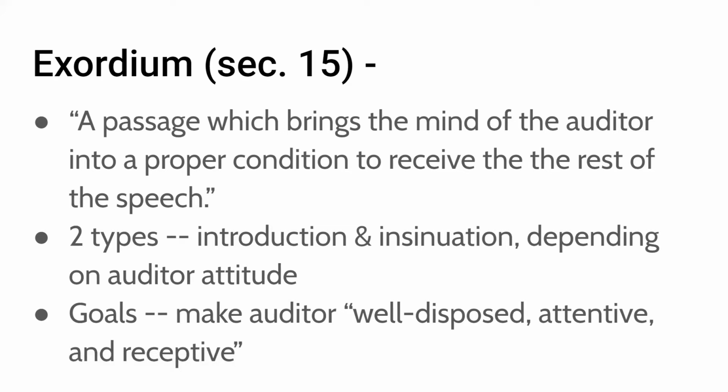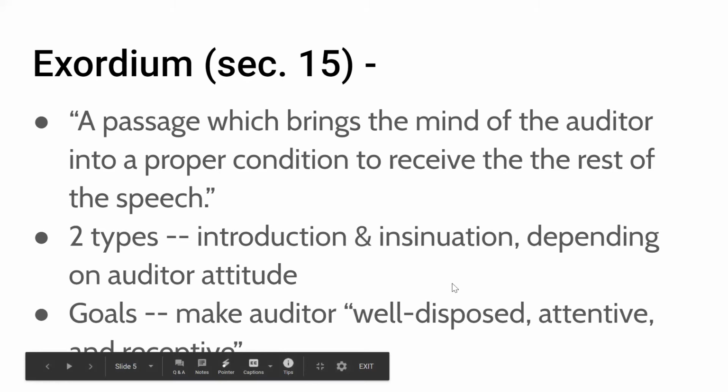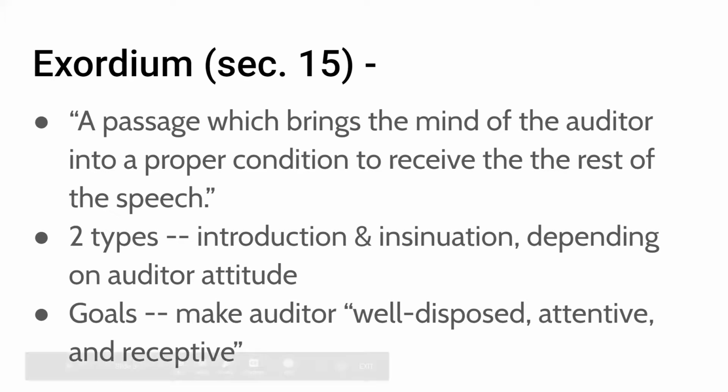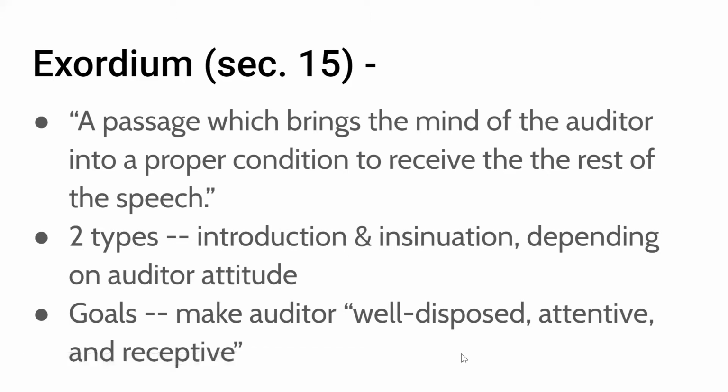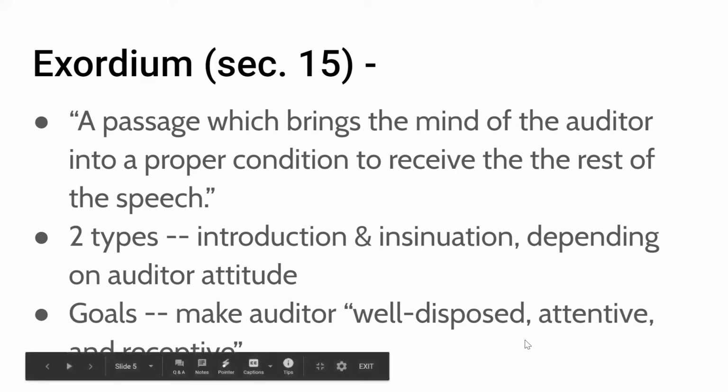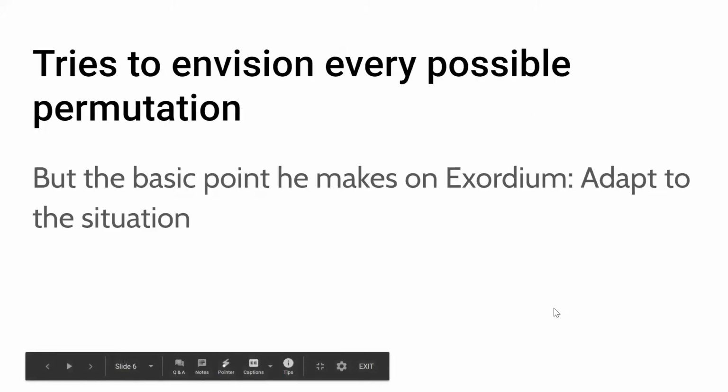The ultimate goals are to make the auditor well-disposed, attentive, and receptive. So receptive seems to me kind of duplicative. I think the translator says that as well on the bottom of the page. But well-disposed is basically to be likely to accept the argument, whatever it is. And attentive is a slightly different point, that is, that they actually pay attention and know what to pay attention to.